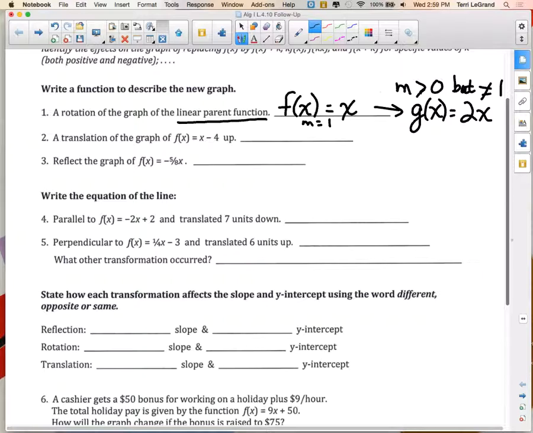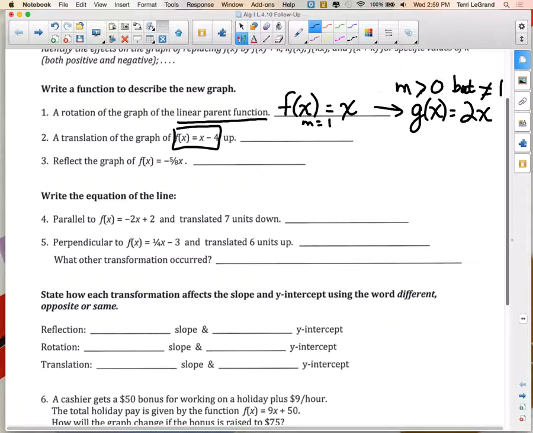Why do we not want it to be a negative slope if we just want a rotation? That would be a reflection also. So if it was negative 1, it would be just a reflection. If it was any other negative number, it would be a reflection along with this rotation. Okay? So if you have an answer where your slope is greater than 0 and not 1, you probably have a good answer. Can it be 1/2? 1/5? Yeah. Okay.